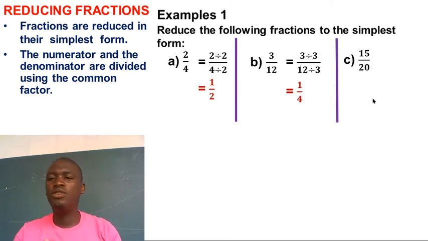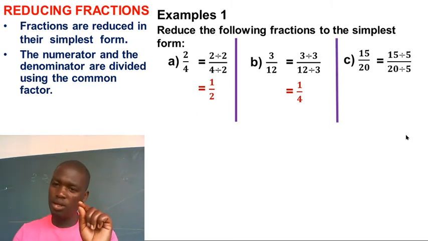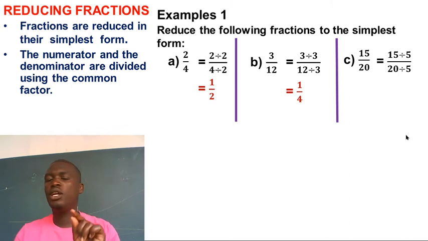So the common factor between 15 and 20: multiples of 5 include 5, 10, 15, 20, 25, and 30. So let's divide 15 by 5. What do we get? We get 3. 20 divided by 5, what do we get? We get 4. So our answer is 3 out of 4, which is written 3/4.